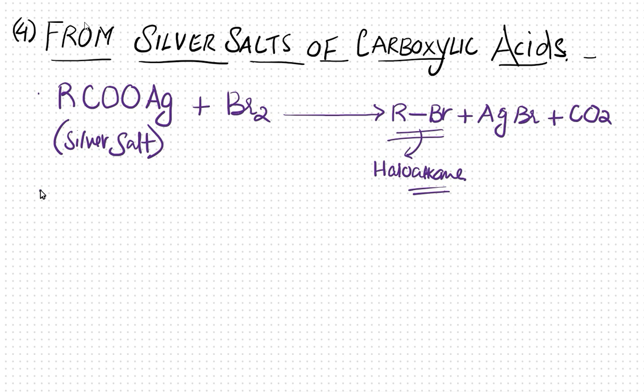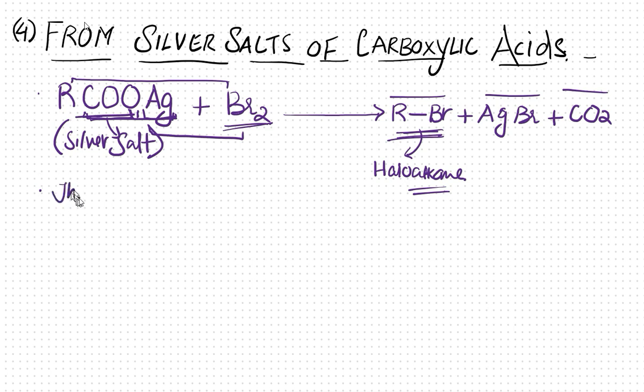Now I'll also give you an idea how this reaction basically happened. You had two bromine atoms present here, so that is how you got your haloalkane. One of the bromine atoms will go and attach to your carbon chain, and another one will go and attach to the silver, and carbon dioxide will also form as a product. So that is how your haloalkane, your silver bromide as well as your carbon dioxide is formed from this reaction.